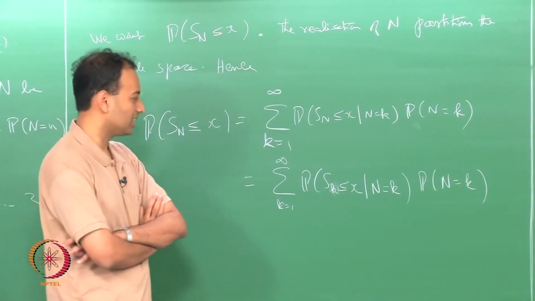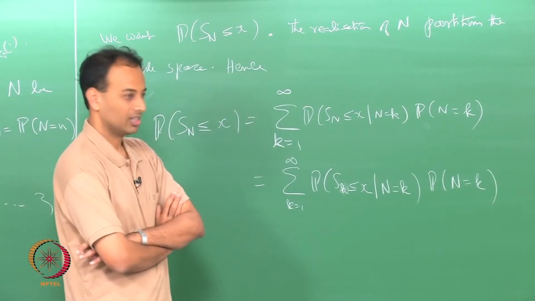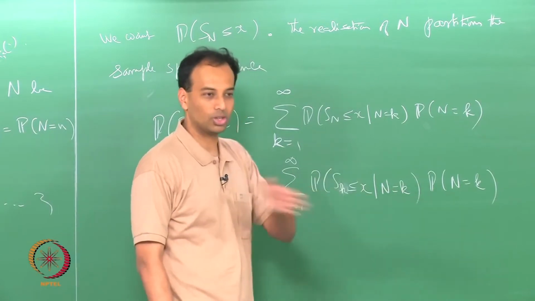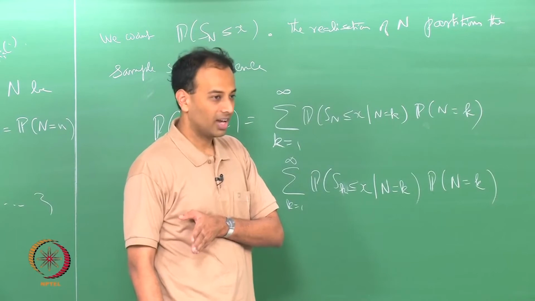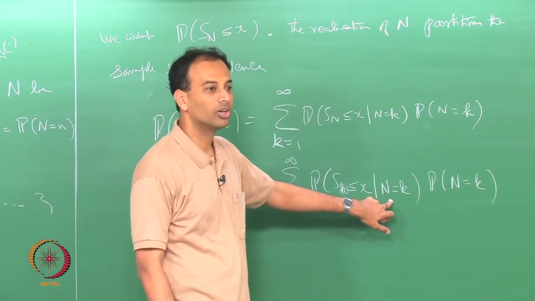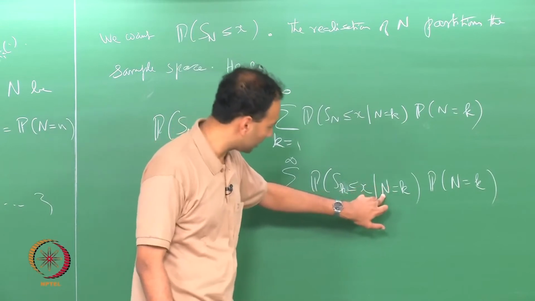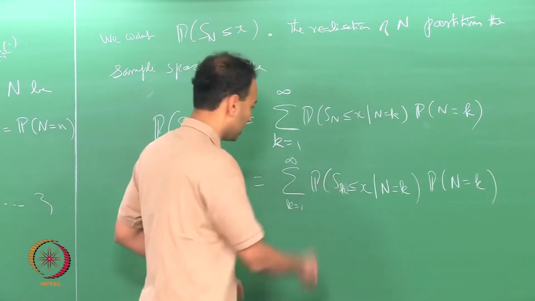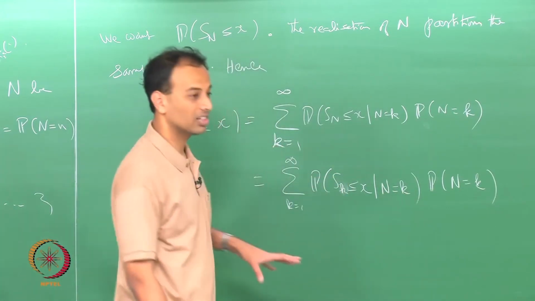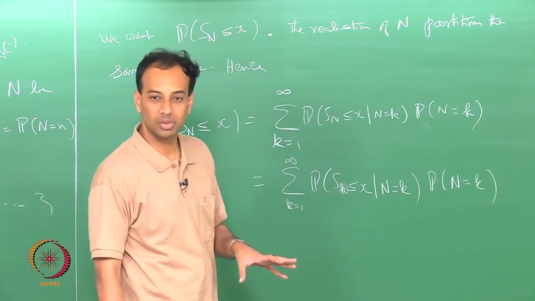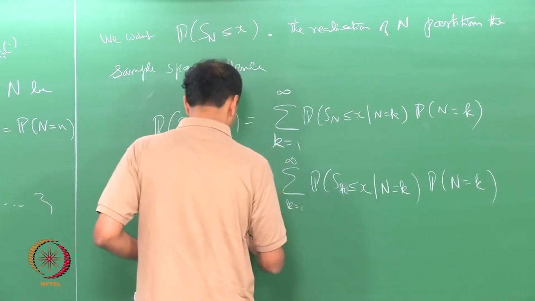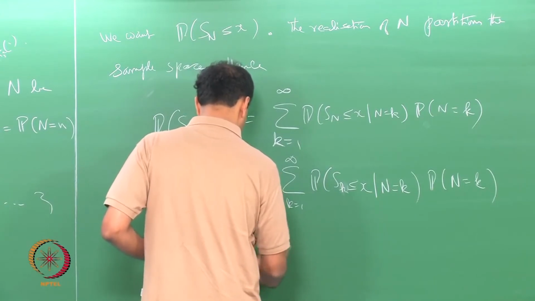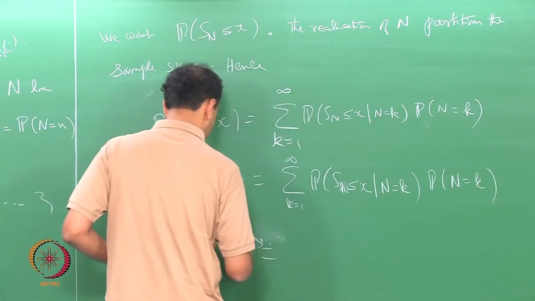Correct. Because N is independent of all the X_i's, N is independent of S_k. See, after all, what is S_k? It is only X_1 plus X_2, and so on till X_k, and you know that capital N is independent of your X's. So, given N equal to k, these X_i's are independent. This is nothing but the unconditional probability, because N is independent. This is because of independence of N and X_i. Okay.